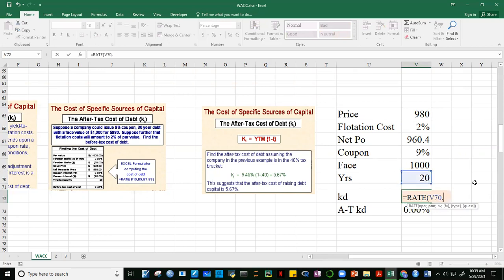What's our PMT? Our PMT is 9% multiplied by the face value. So 90 yan. And then the present value is, magkano daw yung babayaran ngayon? Okay, then this should be negative, no? Negative 960.4, and then the future value is 1,000.